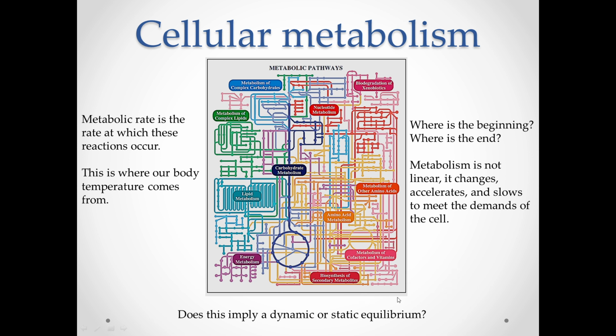And so when you look at this diagram, and you look at the level of interconnectivity, we can ask the question of, does this imply a dynamic or static equilibrium? And the answer to that is that each individual reaction has a static equilibrium. However, the collective sum of all of these reactions is a dynamic equilibrium. And so your metabolism as a whole is regulated dynamically.